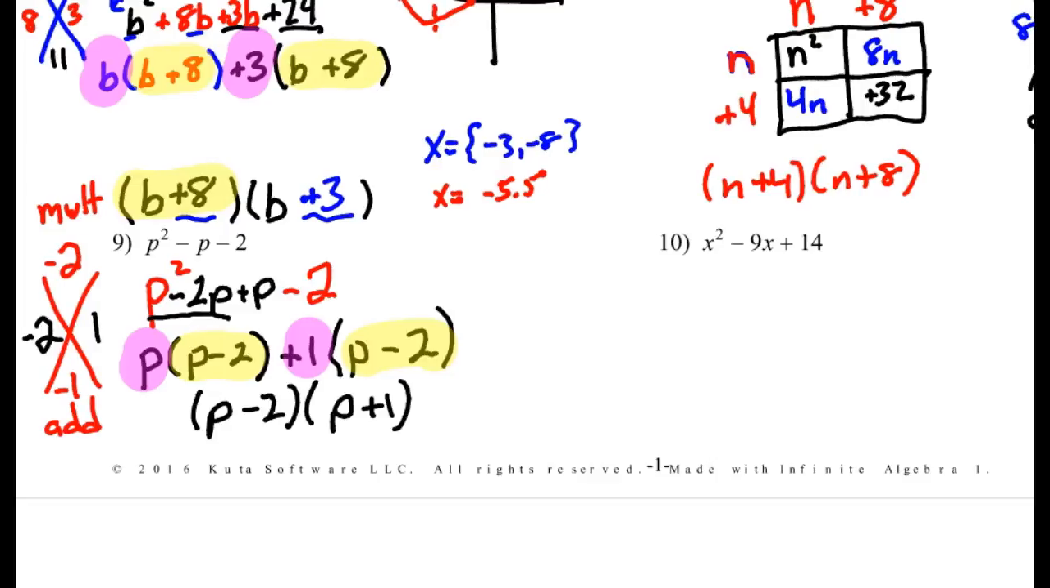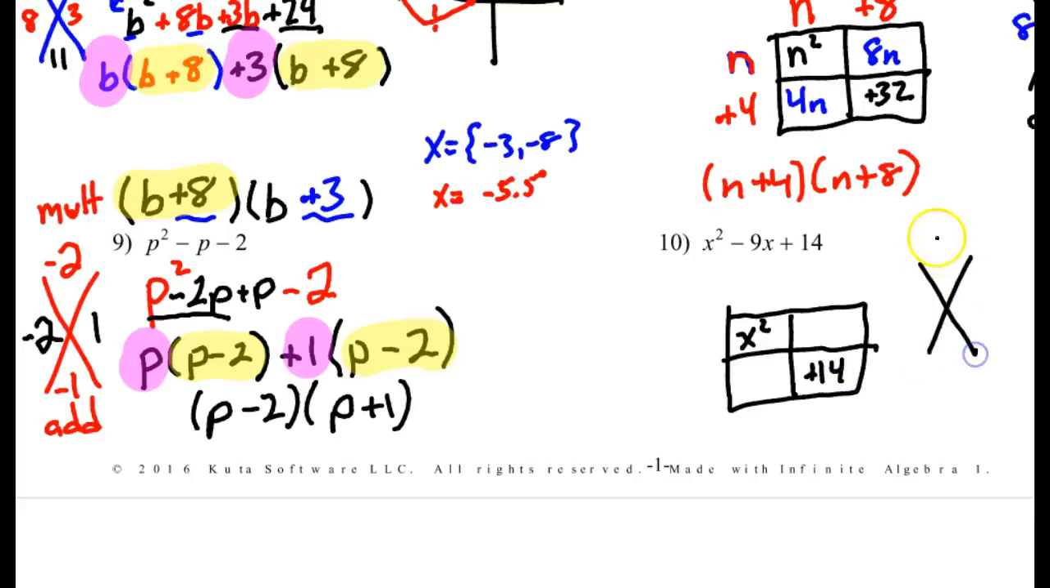And let me do number 10. I'll use the box, so you can get good at either method or both methods. So we'll have x squared. We'll have positive 14. We need two numbers that multiply to 14 and add to negative 9. Okay, so what two numbers did you get there? Multiply to 14, add to negative 9. Negative 2 and negative 7 do work. So we get negative 7 and negative 2.